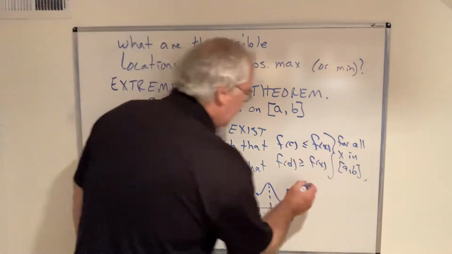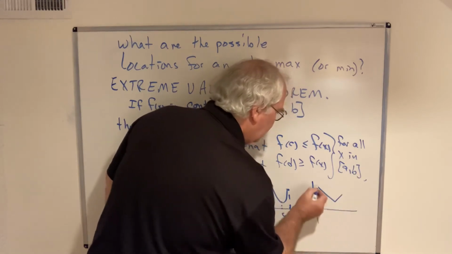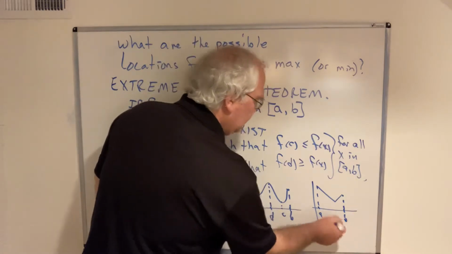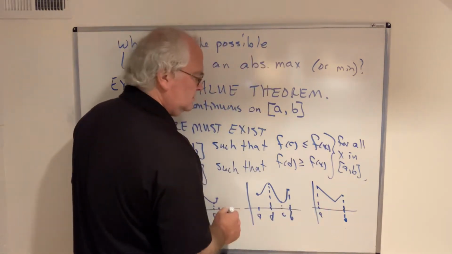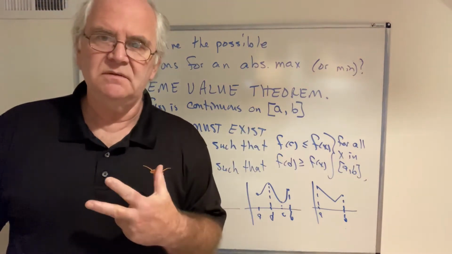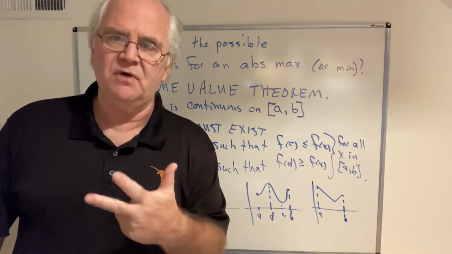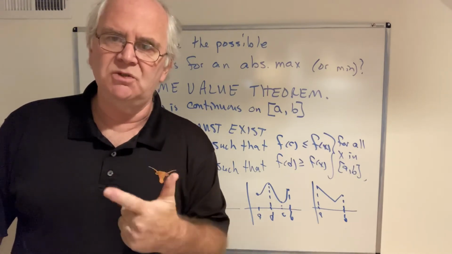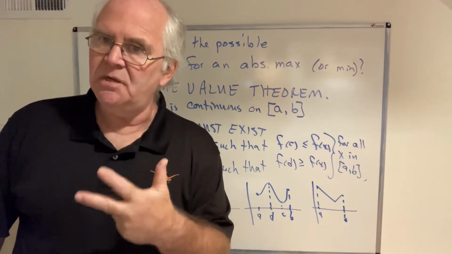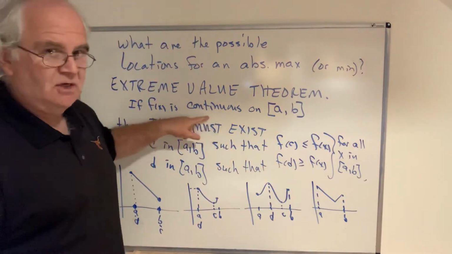Here's another possibility. We could have a function that comes to a point. Here's A, here's B. Now this function is continuous. Remember what continuous means? Continuous means there are three things you don't have. What three things do you not have for a continuous function? No holes, no jumps, no vertical asymptotes. You are allowed to have a cusp if all you're requiring is continuous.